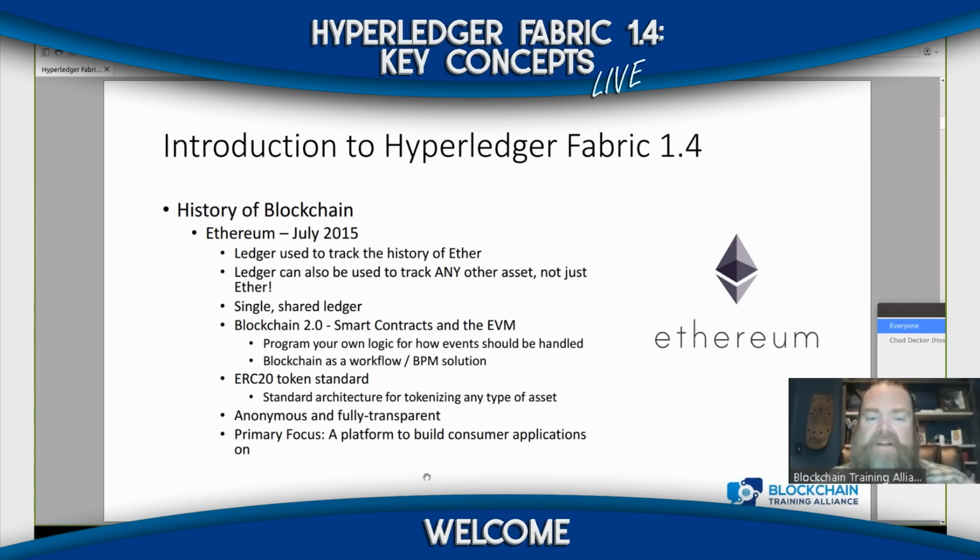So don't read too much into that word contract, but just know that what Ethereum gave us and what defined these blockchain 2.0 platforms is that now we can add our own logic. So we have a ledger we can use to track data, to track our transactions, and we can write code to define how those transactions should be handled and processed.